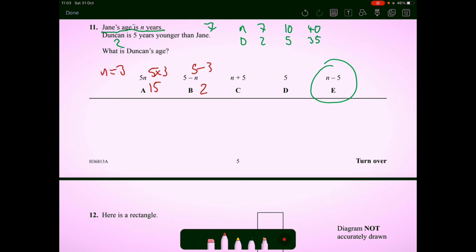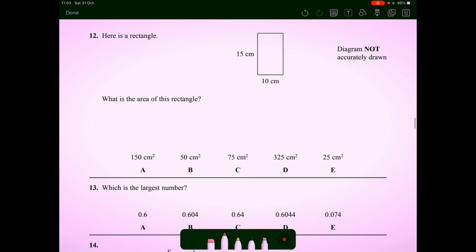We know it's not C because then you'd be saying 3 plus 5, so Duncan would be 8. And it can't be D because, well, there's no n value involved. And there needs to be some n value because that's what Jane's age is there. So hopefully that explains a little bit why the answer is E, but also why the answers aren't any of the other ones. Okay, question 12.